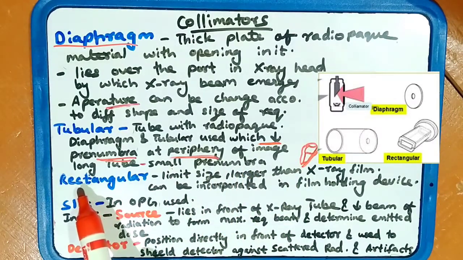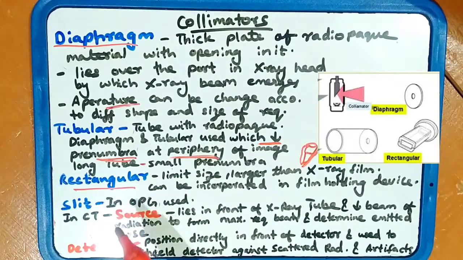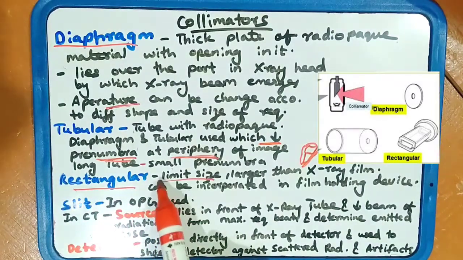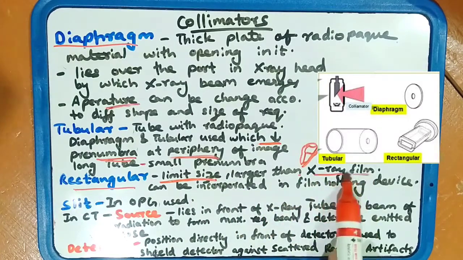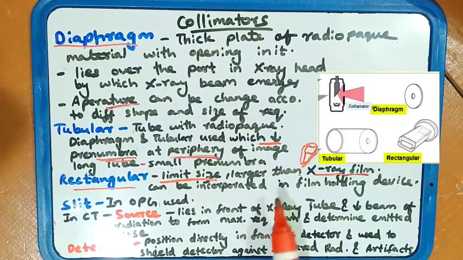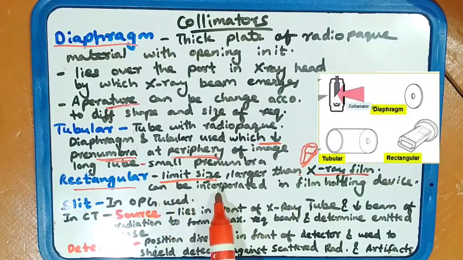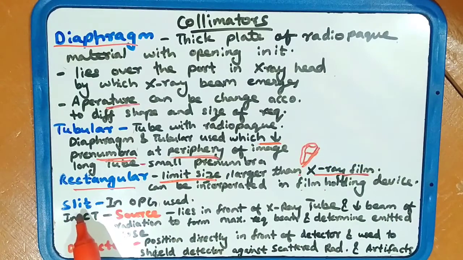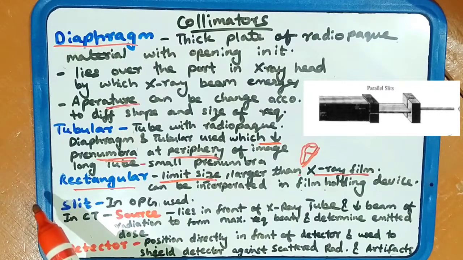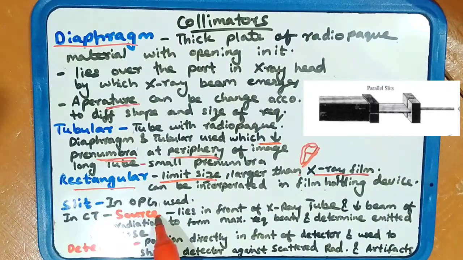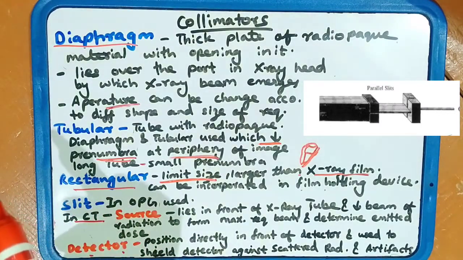Now there is a rectangular collimator. They limit the size here and it is larger than the X-ray film. The X-ray film which you are using, it is larger than that, and it can be incorporated in film holding devices. Slit. The slit collimator is used in OPG as well as in CT. In CT, it is of two types, source collimator and detector collimator.